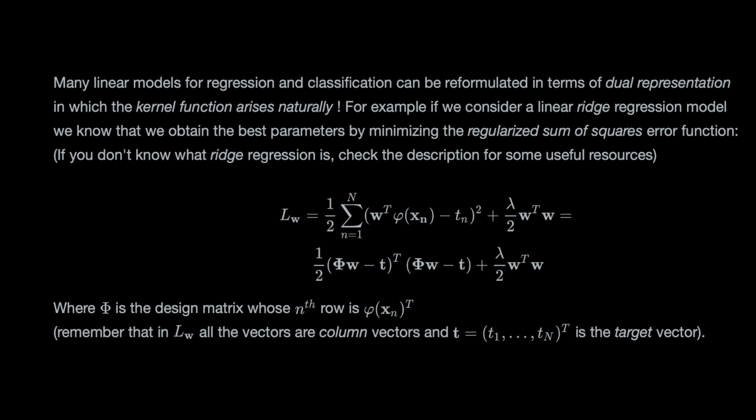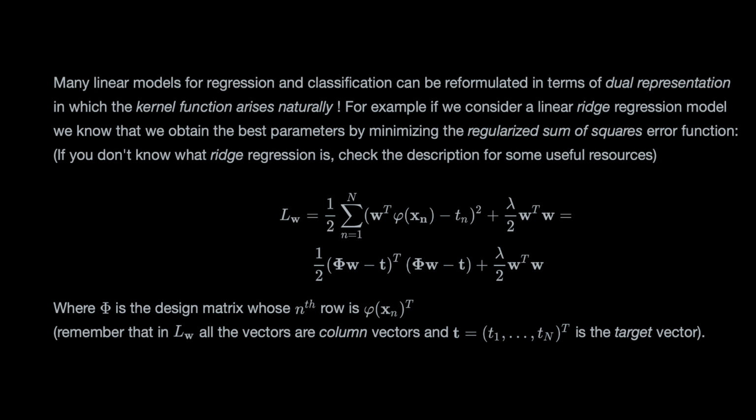Many linear models for regression and classification can be reformulated in terms of dual representation, in which the kernel function arises naturally. For example, if we consider a linear ridge regression model, we know that we obtain the best parameters by minimizing the regularized sum of squares error function. If you don't know what ridge regression is, check the description for some useful resources.